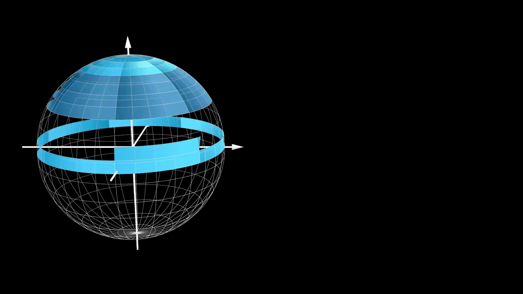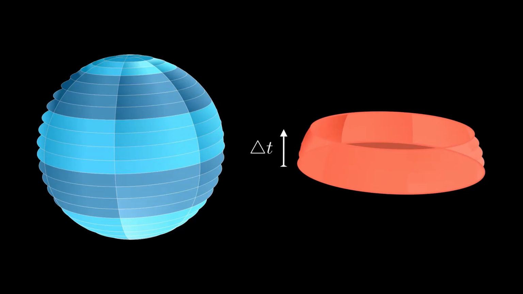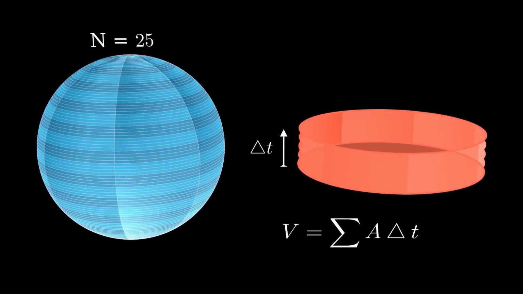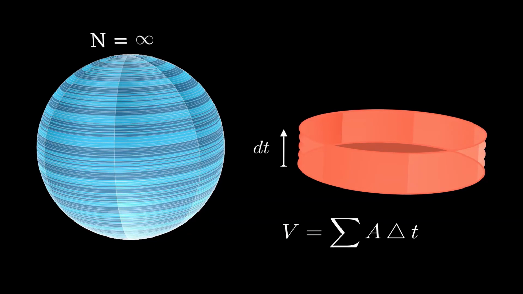Now, we can see that the sphere can be divided into slices that look like cylinders, each with a cross-section of a circle and a small thickness delta t. And if we divide it into an infinite number of segments, each with thickness dt, then each slice will be a cylinder exactly. So to get the volume, we simply need to sum, or in other words, take the integral of the volume of each cylinder segment, which is given by the cross-sectional area times dt.